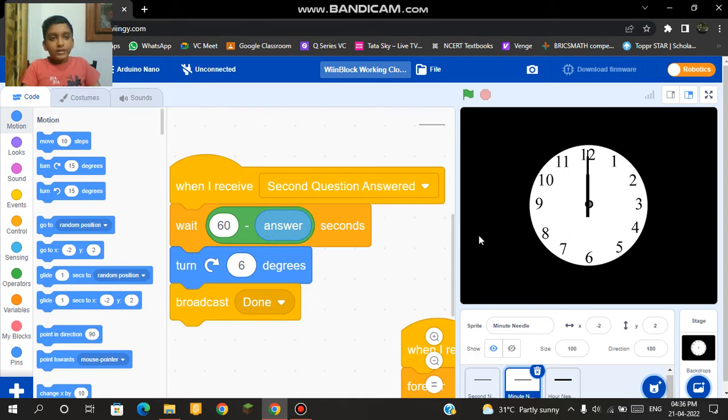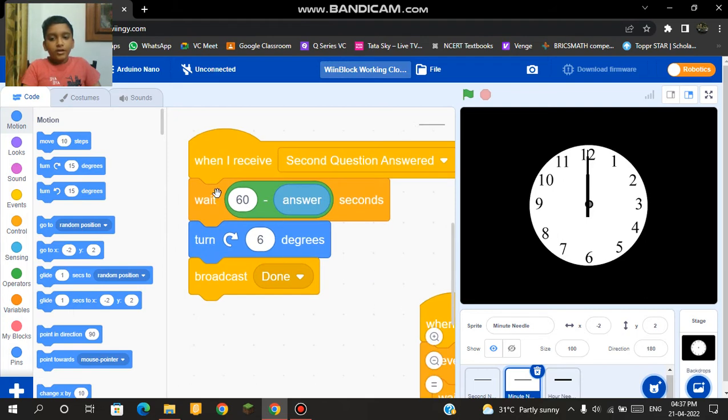So there is an option to change the second limit in the second needle. So if I put that into 30 seconds, then it will travel from 30 seconds to here and it will come back to 30 seconds again. So after that only the minute needle moves. So we don't want that. We want the minute needle to move whenever the second needle reaches 60 second limit. Okay. So to get that, I have made wait a certain seconds which is 60 minus the answer.